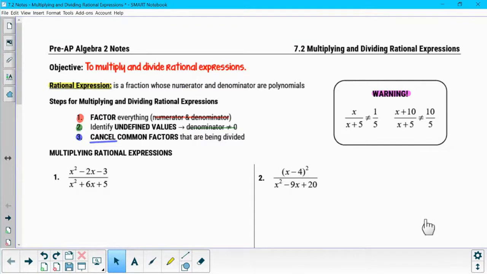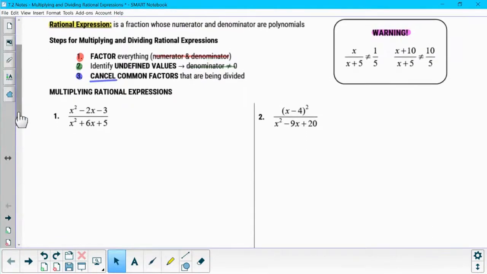So we are going to start with multiplying. Looking at number 1, the first thing I want to do is factor everything that I possibly can, both the numerator and the denominator. And this is where your factoring skills have to be really good because you can't spend too much time going through the process of factoring. So I need factors that multiply to be -3, add to be -2, which in this case would be x minus 3, x plus 1. And I need factors that multiply to be +5, add to be +6. And that's going to be x plus 1, x plus 5.